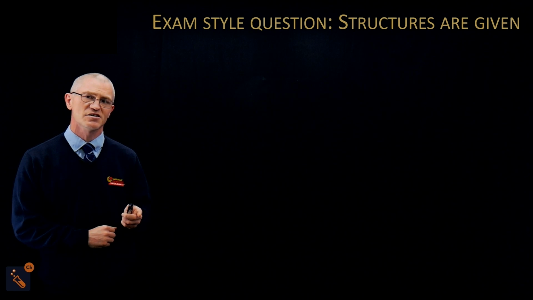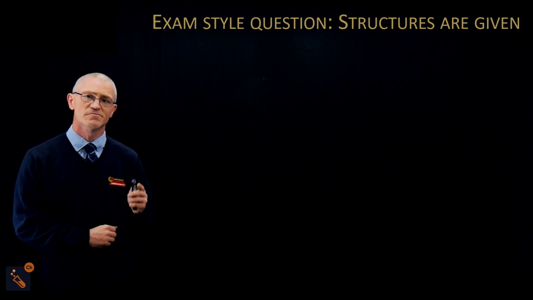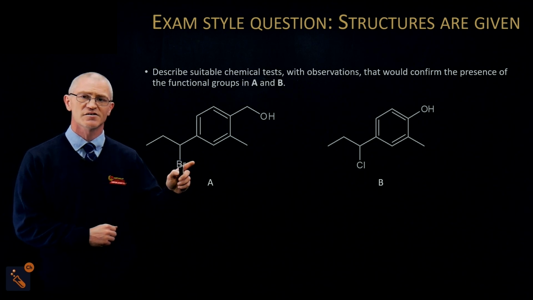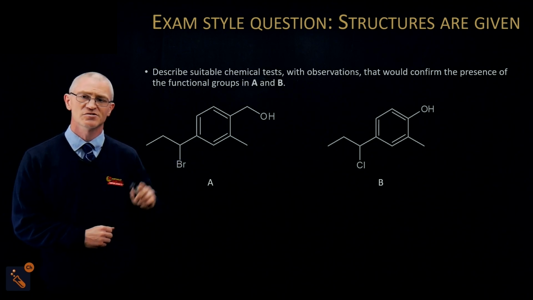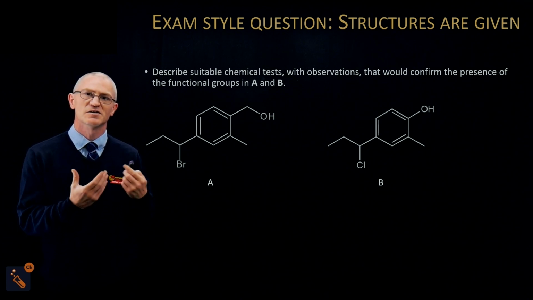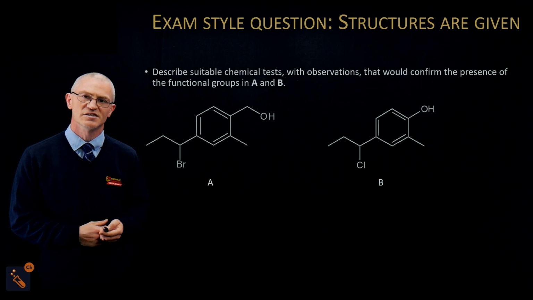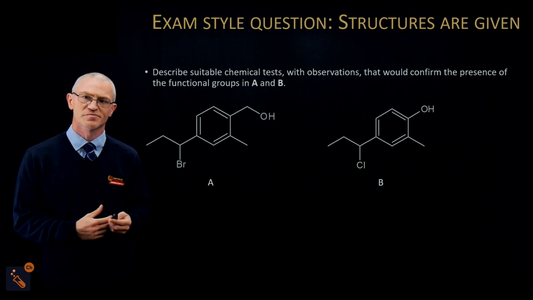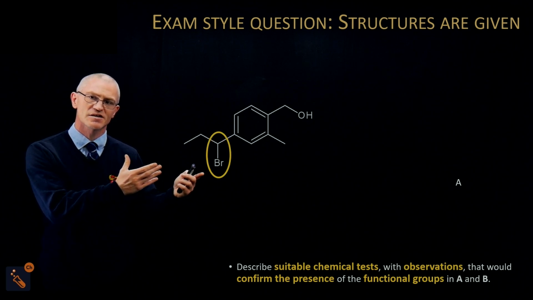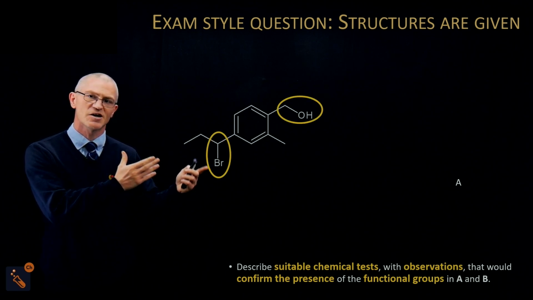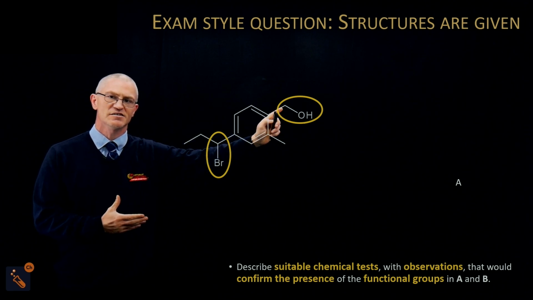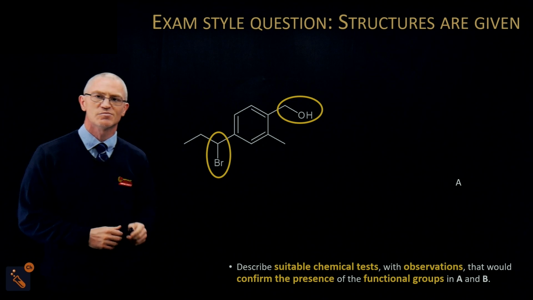So let's go on to our next style of exam question, and this is where structures are given. So here are two structures, and you have to confirm the presence of the functional groups in A and B. So you have to give some observations, give some chemical tests, and confirm what the functional groups are. So let's get rid of B and just look at A, and then we've got a haloalkane and we've got a primary alcohol. Notice there's a carbon there, it's not directly connected to the benzene and therefore it's a primary alcohol.